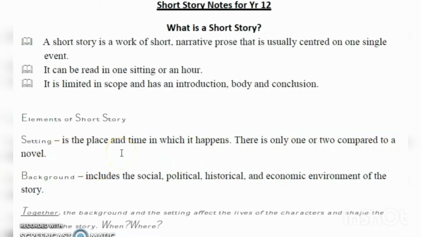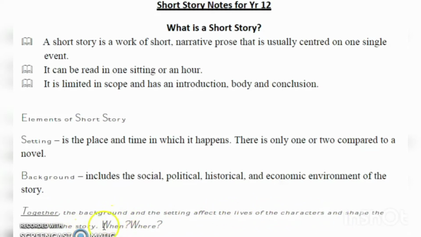The setting of a short story is the physical place where it takes place. So if you have it in a classroom, that is the setting. If you have it in a village, that is your setting. This goes back to how you learned in primary school: the setting is usually wherever the story takes place. Then you have the background. The background includes the social, political, historical, and economic environment of the story. Even though they are different, they both work together to tell us the story. Together, the background and the setting affect the lives of the characters and shape the events in the story.